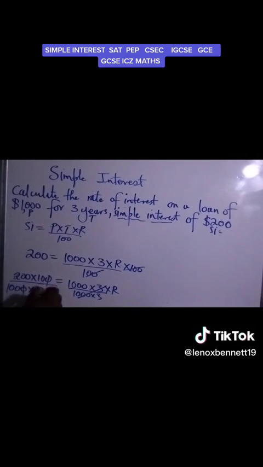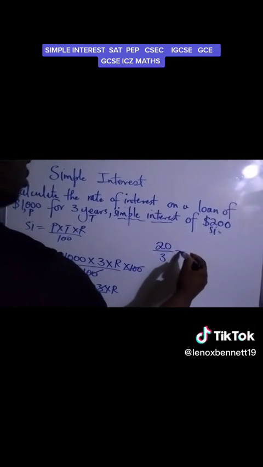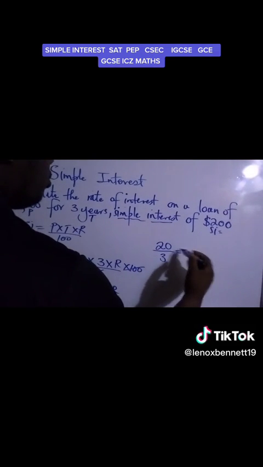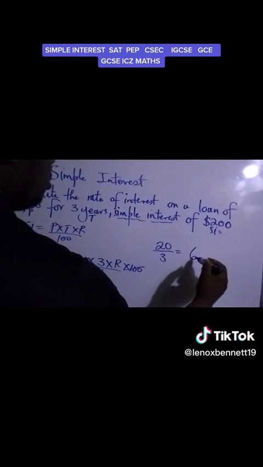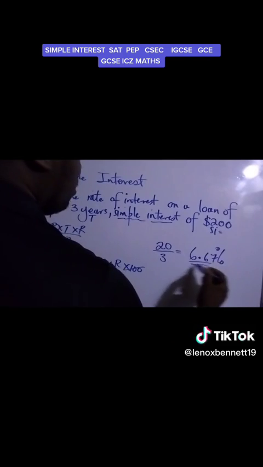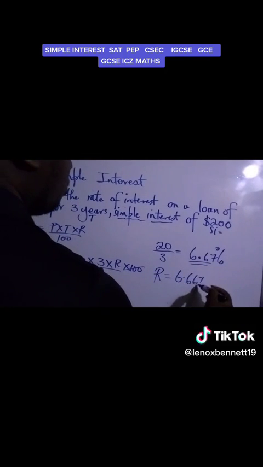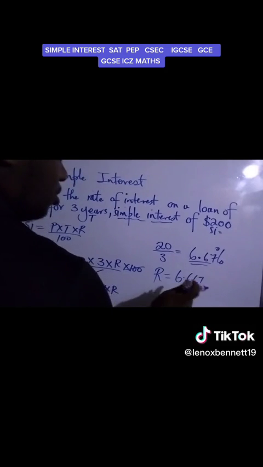So it would be 200 times 100 divided by 1,000 times 3, and we can divide by 10 since all end in 0. So our final answer would be 20 divided by 3, which is equal to 6.66666, a recurring decimal, but we'll just round it off to 6.67. And notice I have the percent.